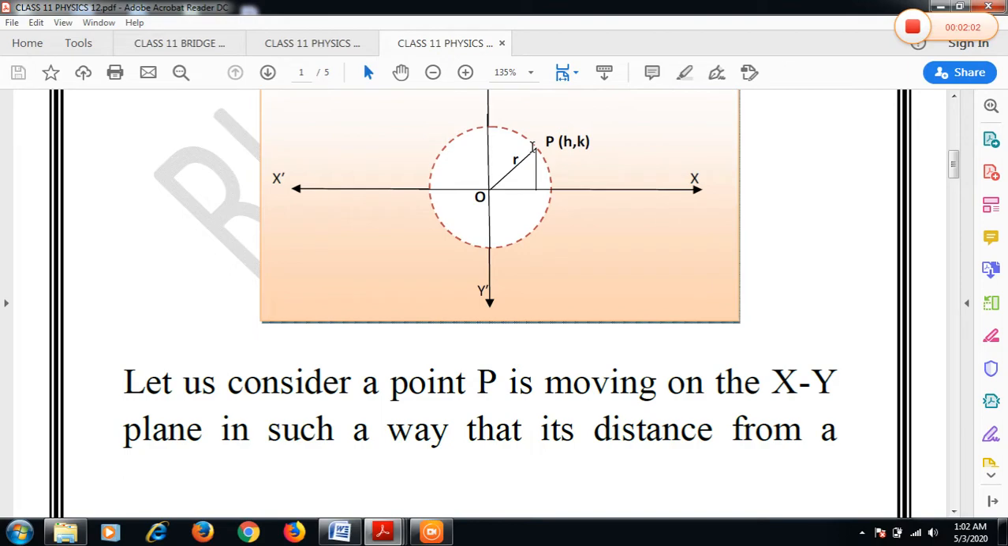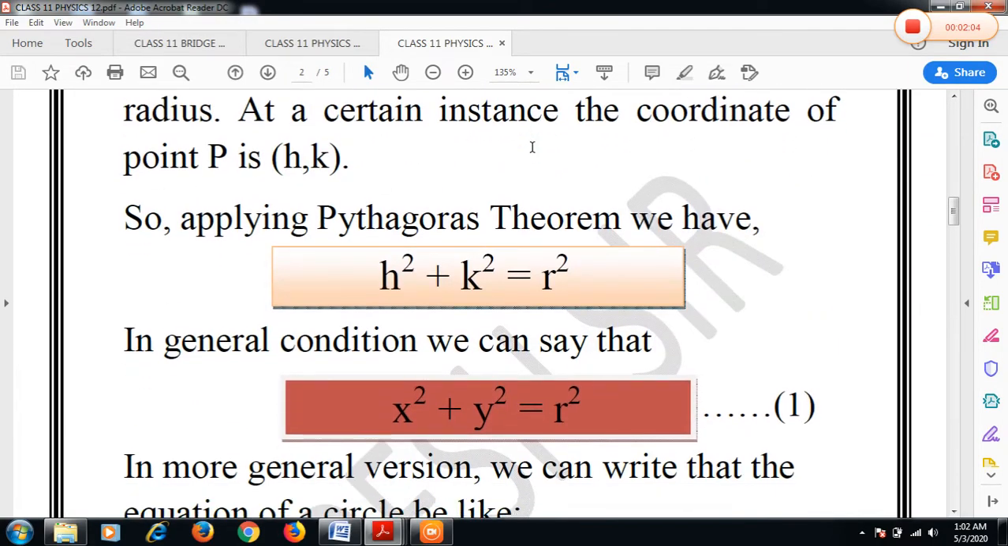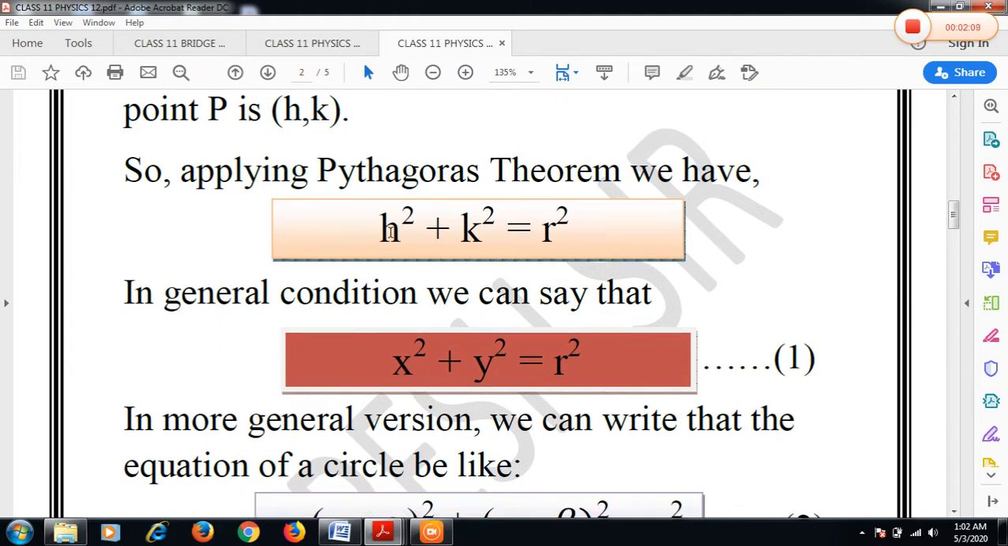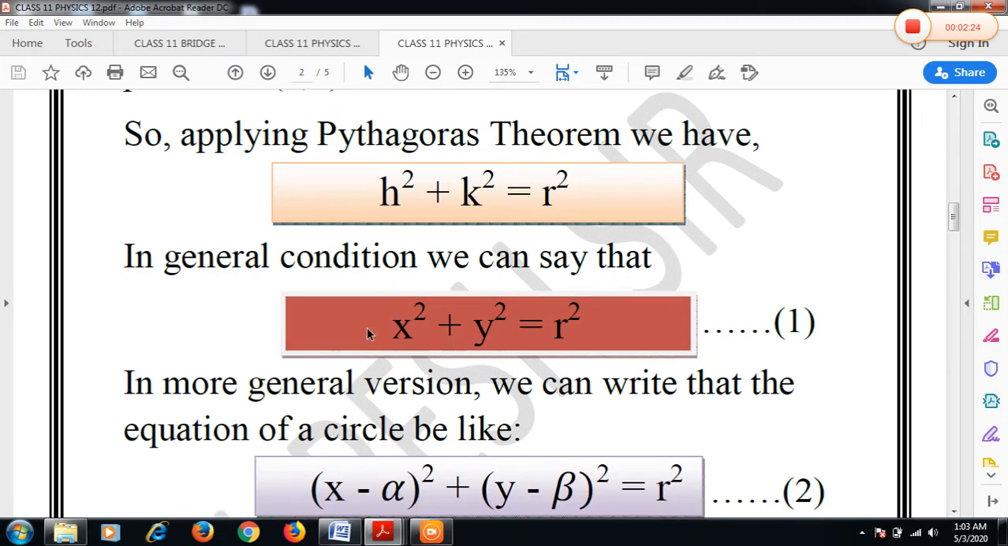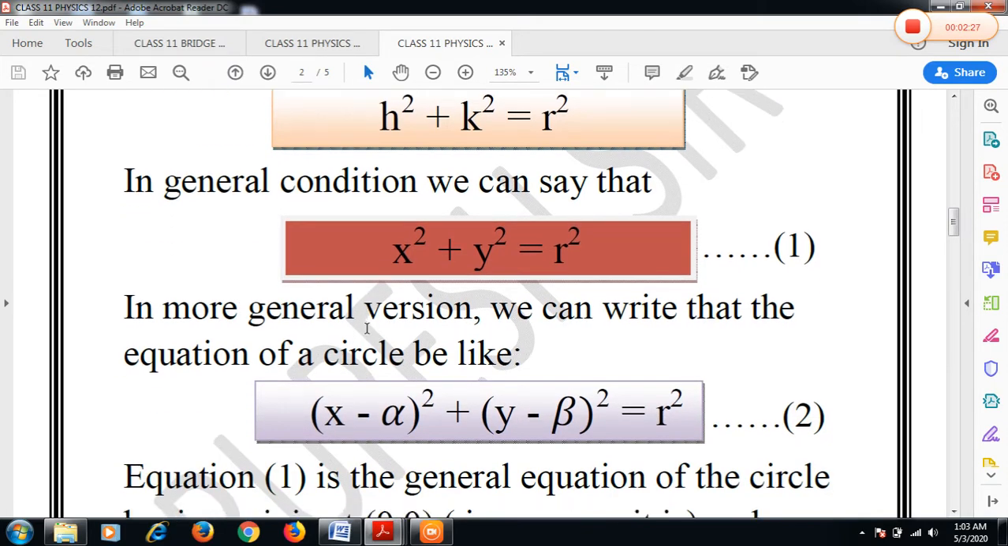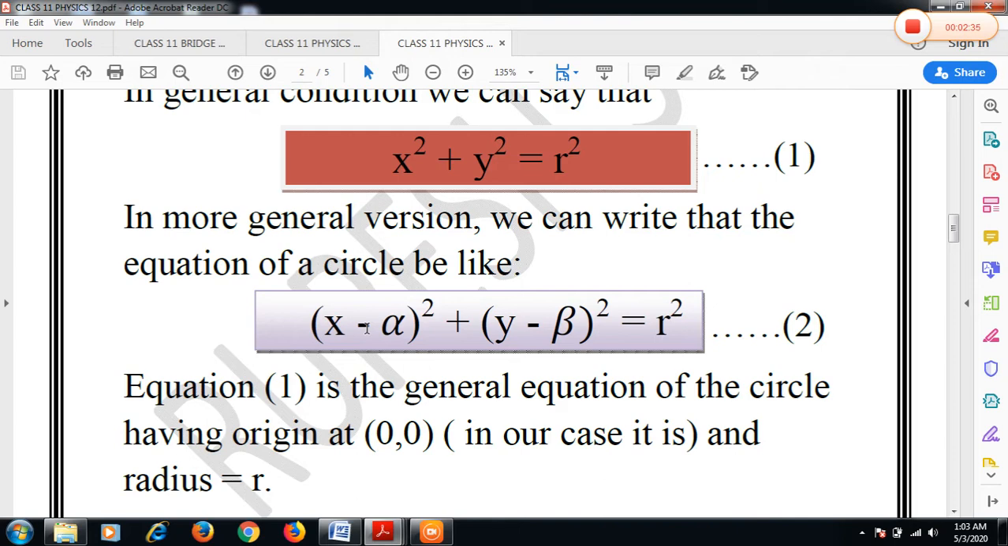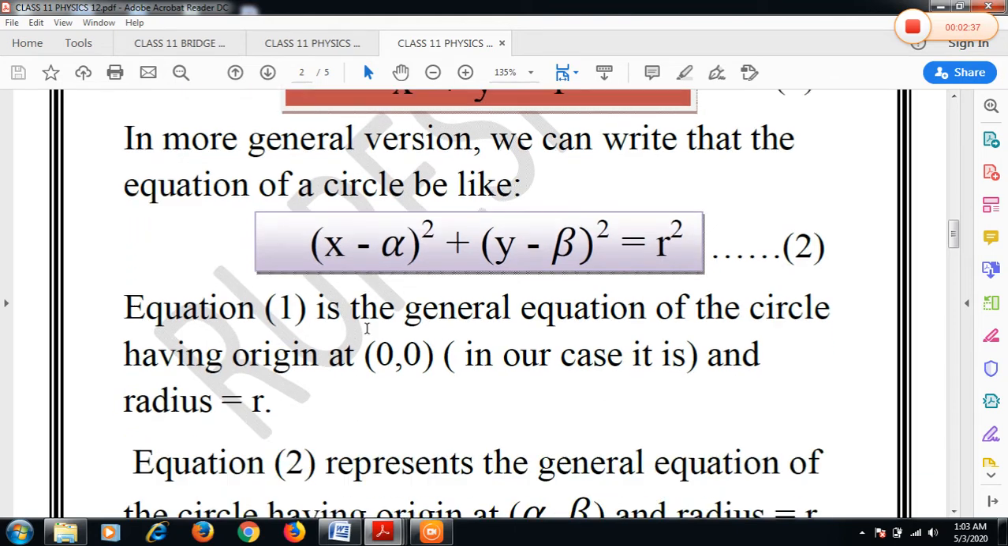Okay students. Now in the general condition we can say that since h is the x coordinate and k is the y coordinate, the general equation of a circle may be written as x square plus y square equals r square. Let us number it as equation 1. In a more general version, we can write the equation of a circle as (x minus alpha) whole square plus (y minus beta) whole square equals r square. Let us number it as equation 2.